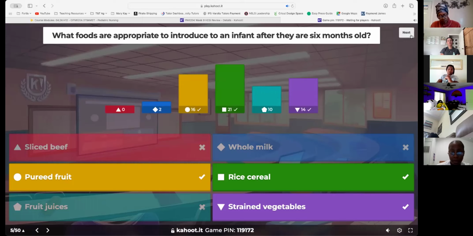Six months, we're going to start with the introduction of rice cereal because it's the least allergenic. Then we can move on to strained vegetables, pureed fruits. We want to stick with those single foods at a time.